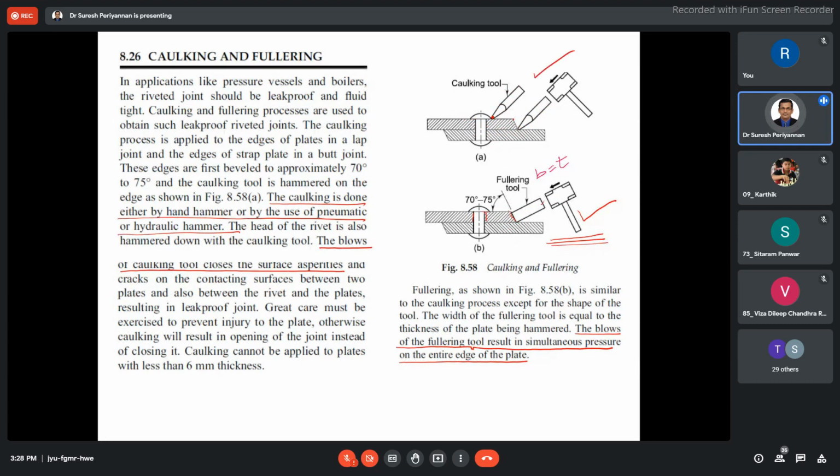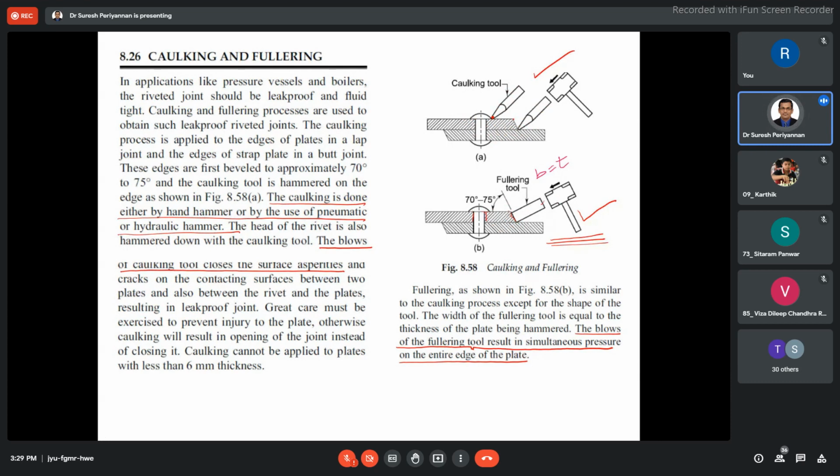The caulking tool looks like a sharp tool. So using these two processes, we are able to get a leak proof joint and a fluid tight joint. Any unnecessary burrs or gaps can be closed with the help of the caulking tool, and with the help of the fullering tool, those things can be avoided.